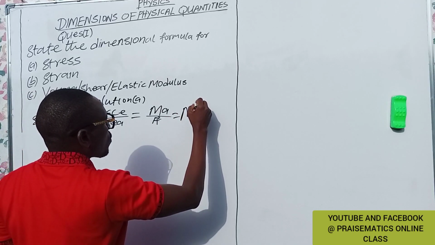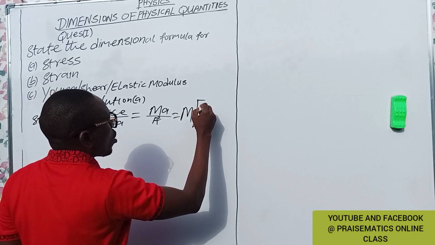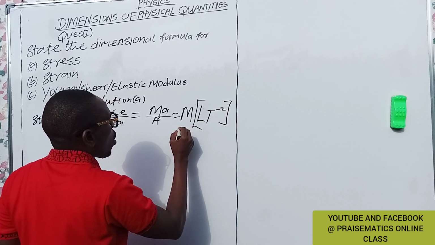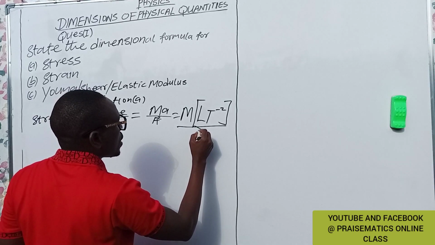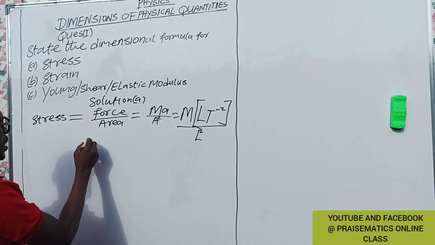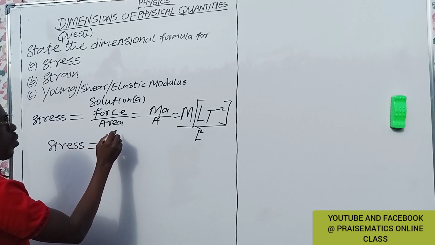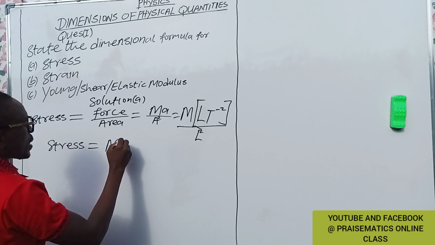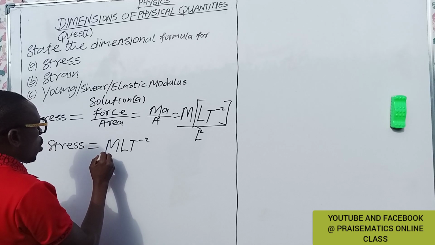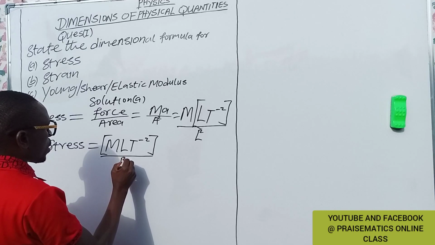Now let's go. The dimensional form of mass, we know. Acceleration is meter per second square, which is length, t raised to power minus 2. All over area. Area is length times length. This is the same thing as saying that the stress is equal to M times L t raised to power minus 2, all over L raised to power 2.